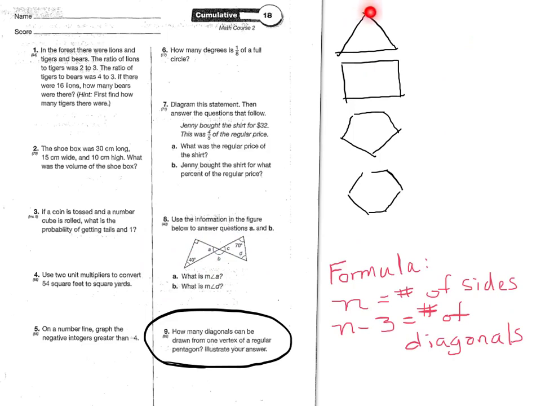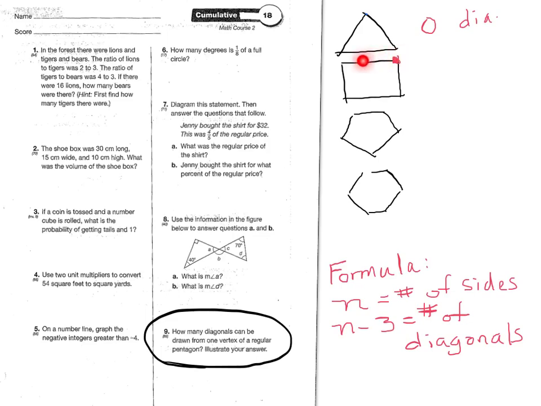let's say you choose this as your vertex. You can draw a line from here to here, but that's not a diagonal. You can draw a line from here to here. That's not a diagonal. There is no other vertex out here that you can draw a line to. So if you have a three-sided figure, you are not going to be able to draw any diagonals. So 0 diagonals.